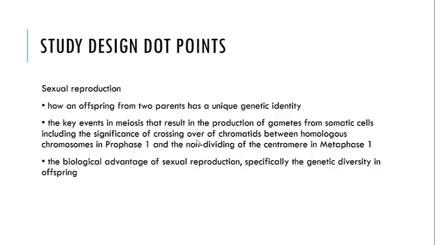How an offspring from 2 parents has a unique genetic identity, and the key events in meiosis that result in the production of gametes from somatic cells, including the significance of crossing over of chromatids between homologous chromosomes in prophase 1 and the non-dividing of the centromere in metaphase 1. So while that sounds like a mouthful, we're going to break it down, and it's actually going to become reasonably simple. And you can always watch this video again. There are lots of good videos on meiosis as well.